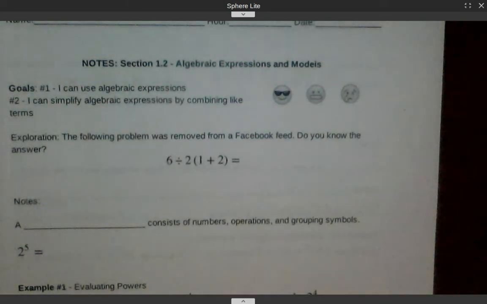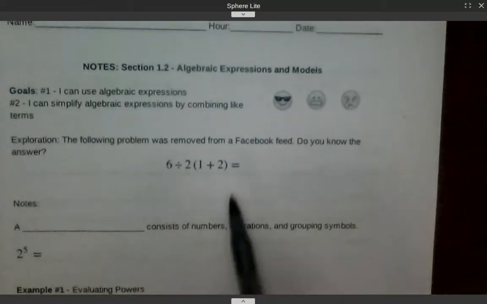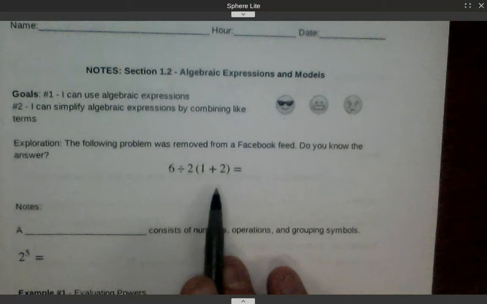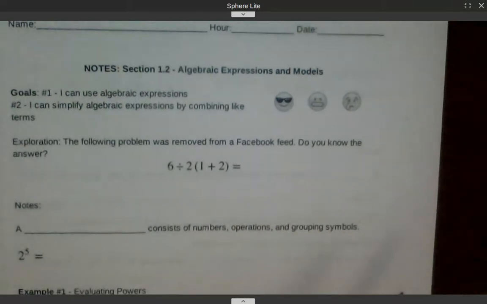The goals for today are that I can use algebraic expressions and simplify algebraic expressions by combining like terms. There's an exploration question. We're going to wait on this because I want to go over a few things first before we get to this. So we're going to come back to that.